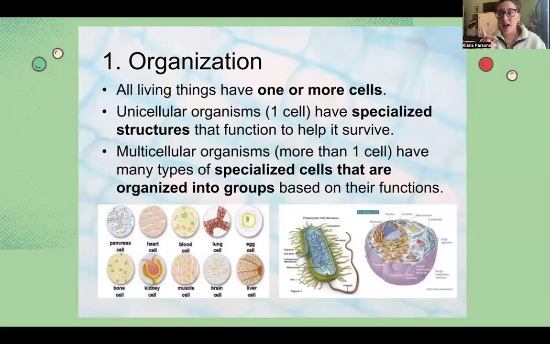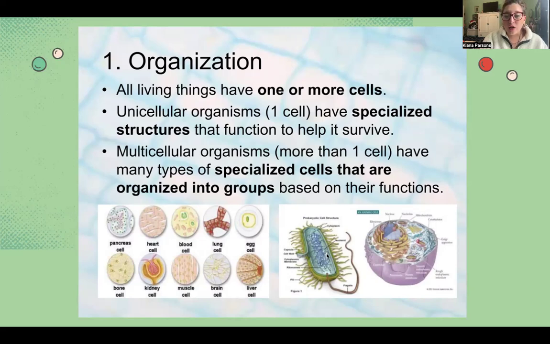Number one, we're organized. So all living things have one or more cells, and unicellular organisms have one cell. And they have specialized structures that function to help the unicellular organism survive, such as an amoeba or a prokaryotic cell, which would typically always be a unicellular organism, and that would be like a bacteria. And multicellular organisms, like humans, which have more than one cell, have many types of specialized cells that are organized into groups based on their functions. Like this picture here. So, a multicellular organism like a human, we have many different specialized cell types.